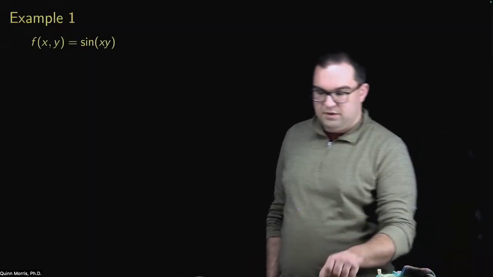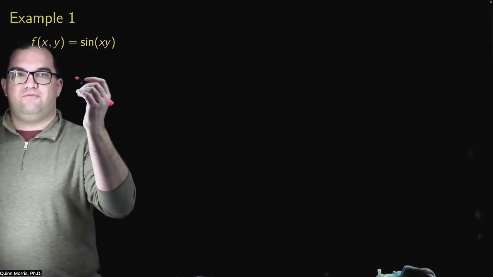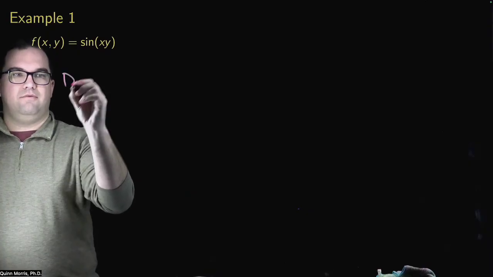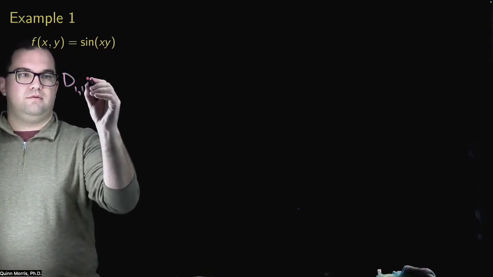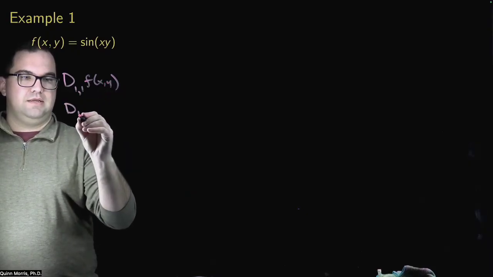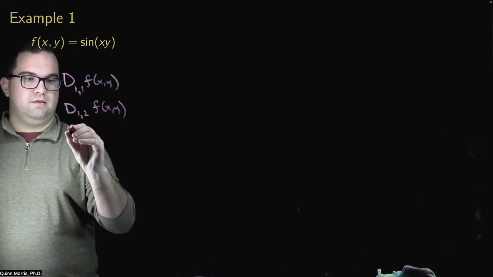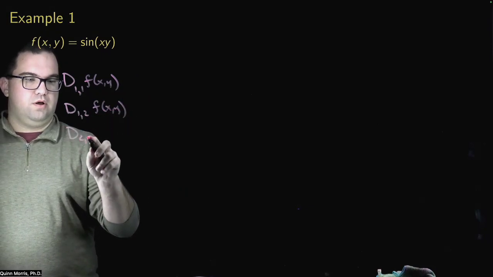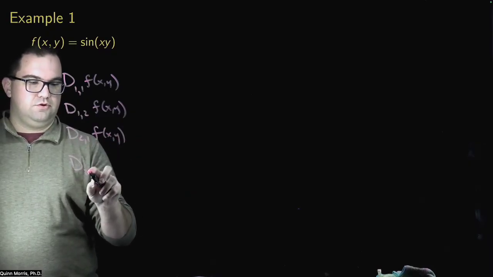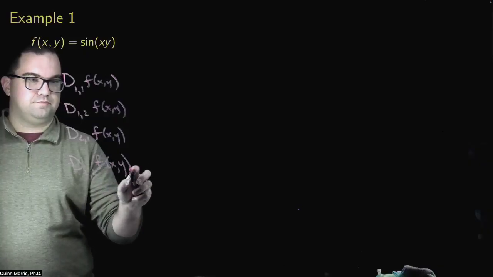Okay. Now, again, just to quickly run through, we have 4 second order partials here. So I have d11 f of x, y, d12 f of x, y, d21 f of x, y, and d22 f of x, y.